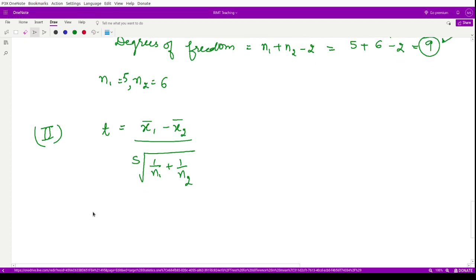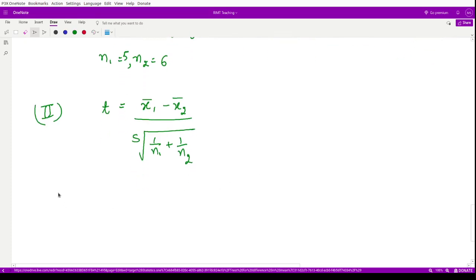So what would be your x1 bar? For the first sample, you have the data values as 8260, 8130, 8350, 8070 and then you have 8340. So these are the 5 values.